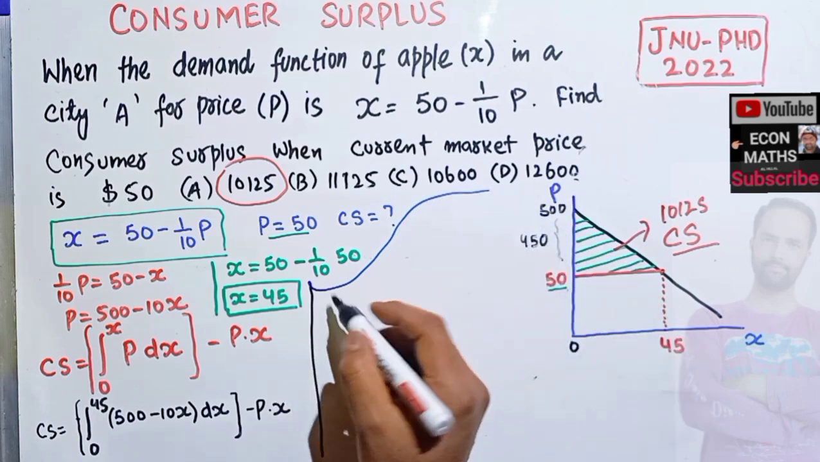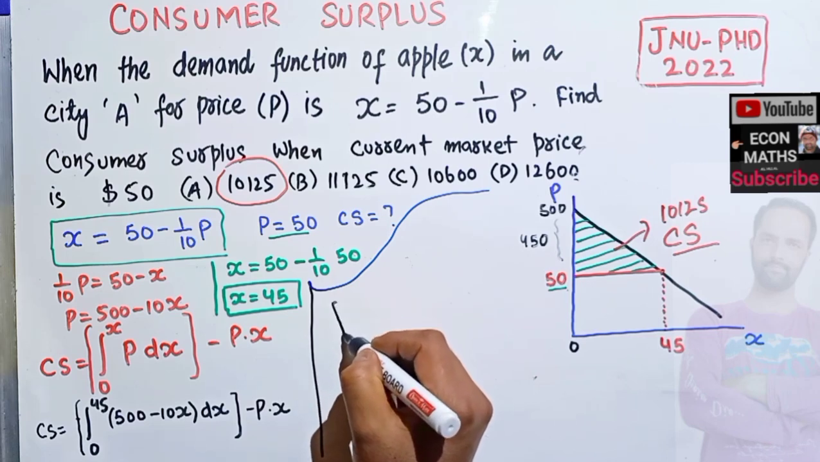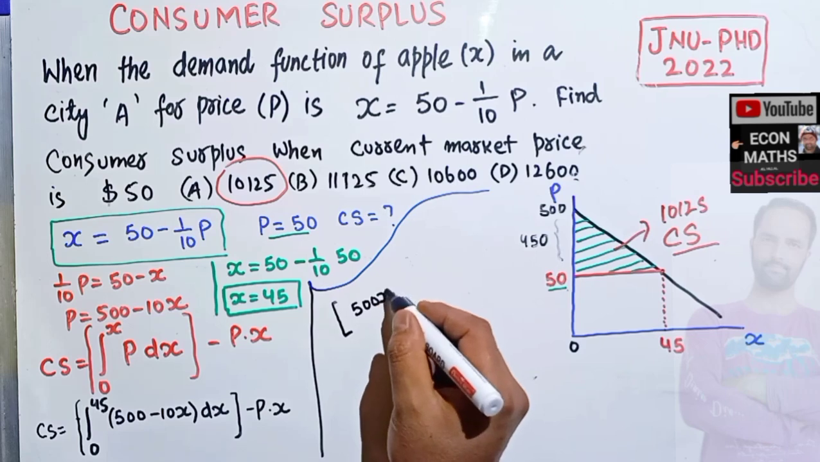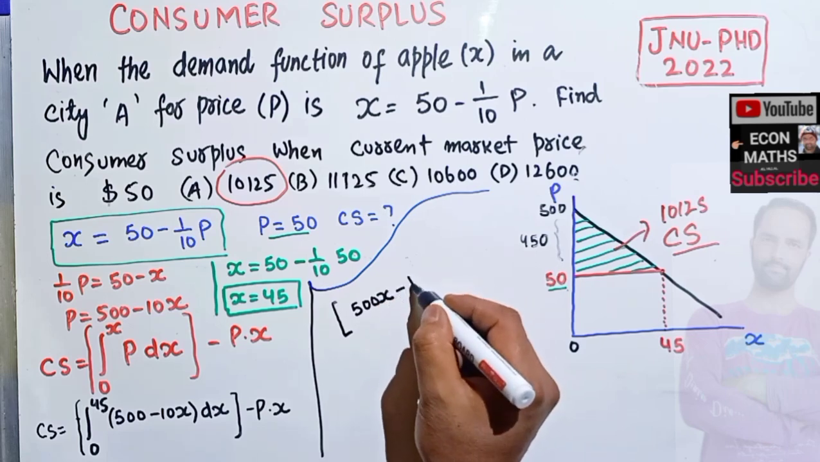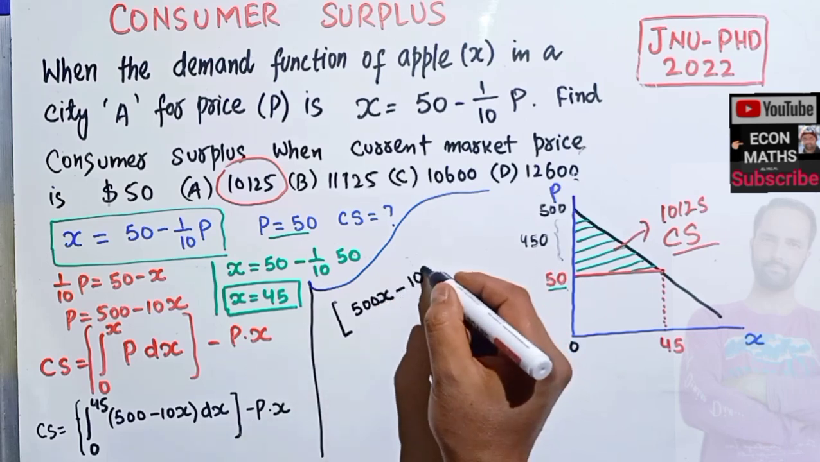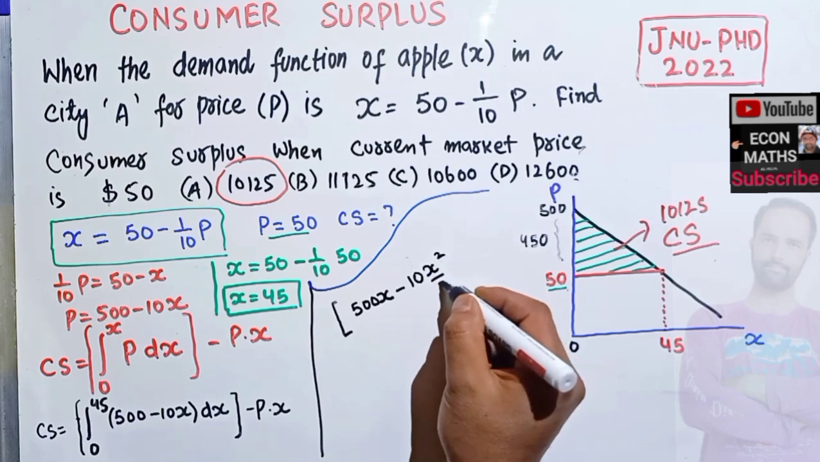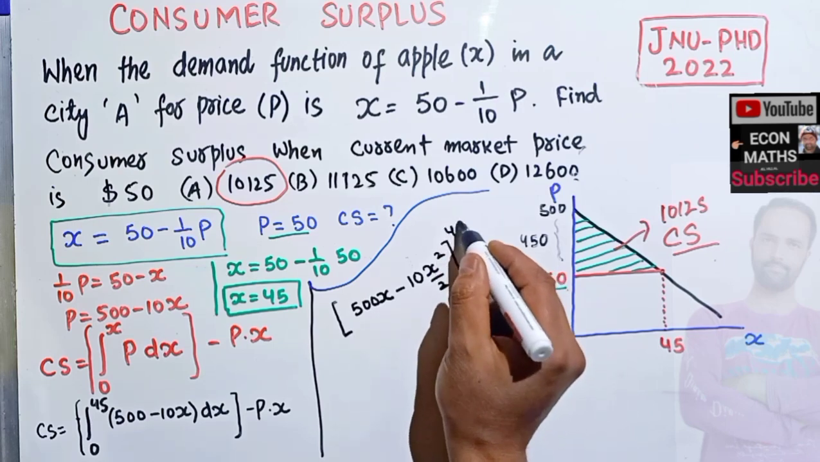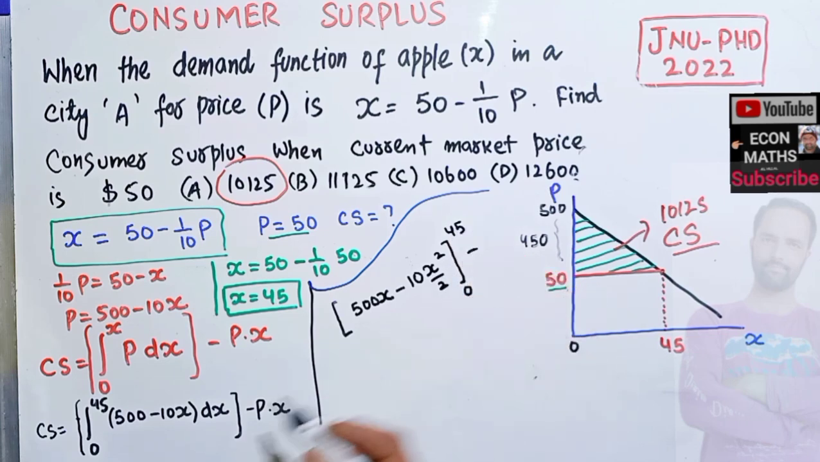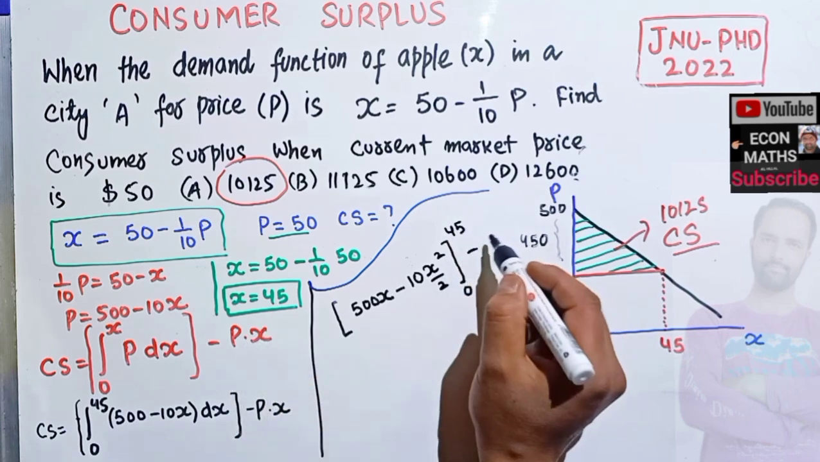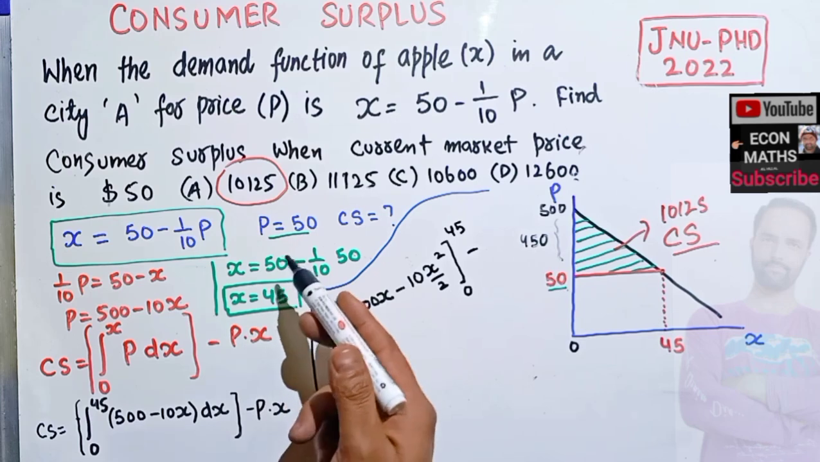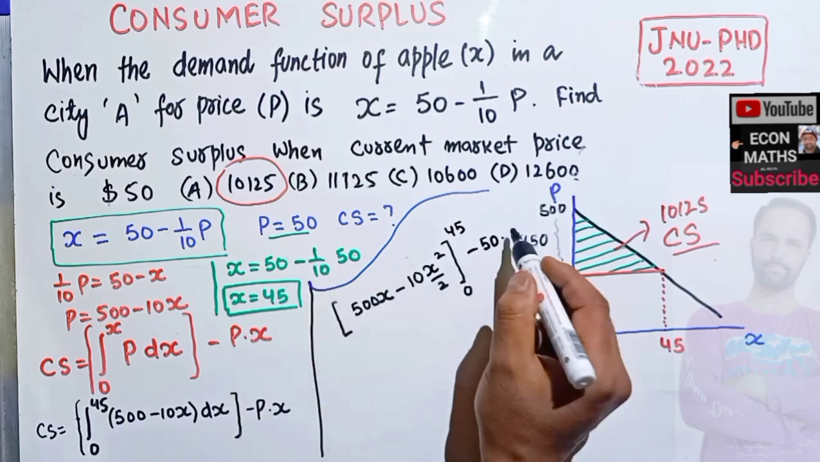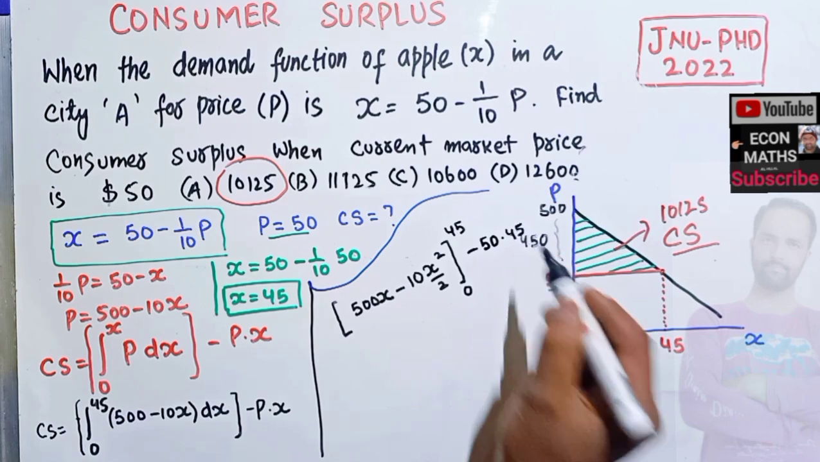Now the integral of 500 will be 500x minus the integral of x, which will be x square upon 2, and we evaluate it from 0 to 45. To this we subtract the total expenditure. So P into x. P is 50 and our x is 45.